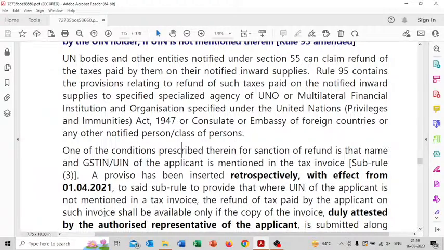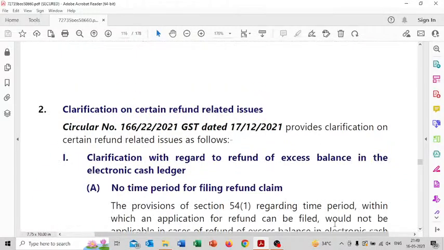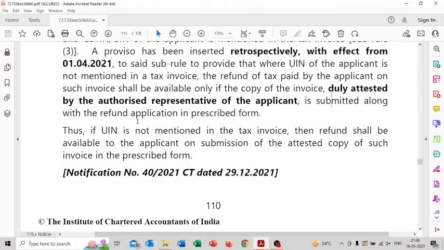the UIN of the applicant is not mentioned in the tax invoice, the refund of the tax paid by the applicant on such invoices shall be available only if a copy of the invoice duly attested by the authorized representative of the applicant is submitted along with the refund application in the prescribed form. Thus, if UIN is not mentioned in the tax invoice, then the refund shall be available to the applicant on the submission of the attested copy of such invoice in the prescribed form.